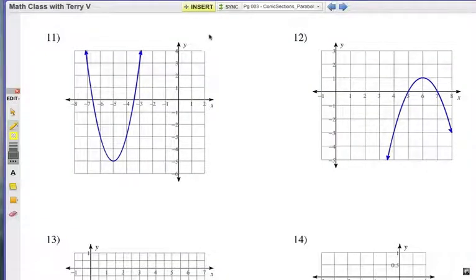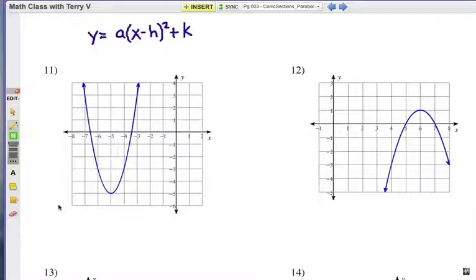Alright, 11 and 12, I give you a parabola on a graph, and I want you to write the standard form of the equation. Click on pause and see if you can figure it out. Well first of all we're going to just write down the standard form here. y equals a times (x minus h) squared plus k. Now remember that h and k is where the vertex is. So when we look at the graph, obviously it's right there. And the vertex has got to be -5, -5. That's where it's located. So let's put those two values in for h and k.